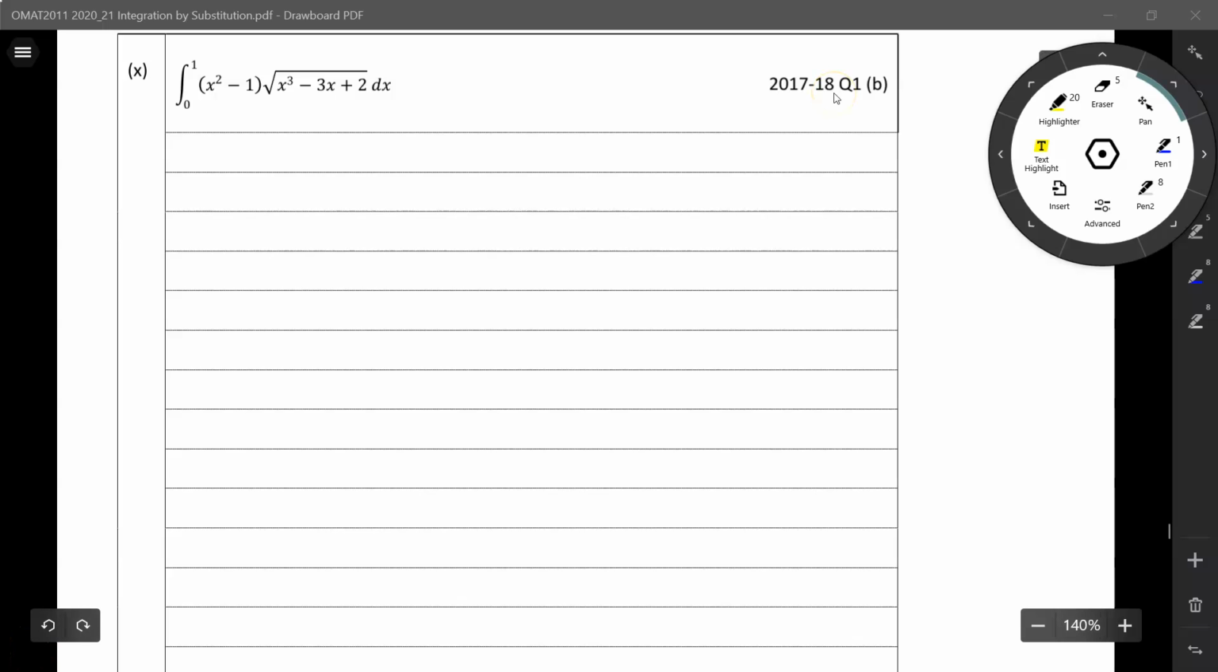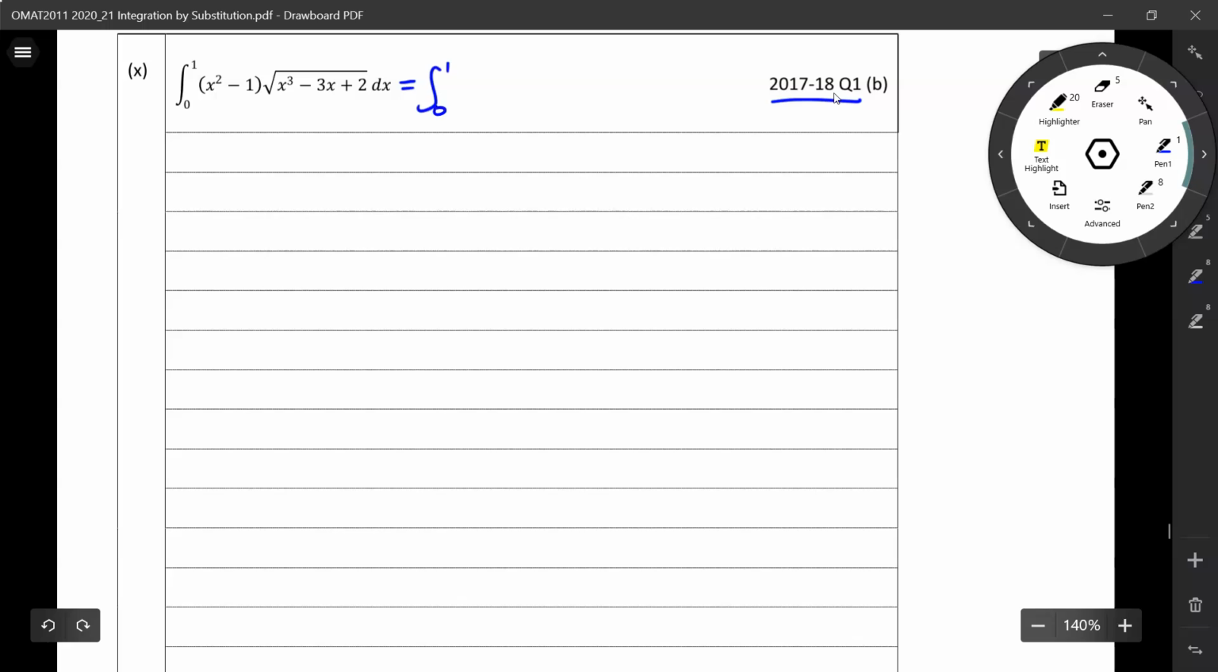This example is taken from the 2017 to 2018 paper. So if we look at this example, we have a square root. The larger function is contained within the square root. So the first thing we have to do is rewrite it using indices.